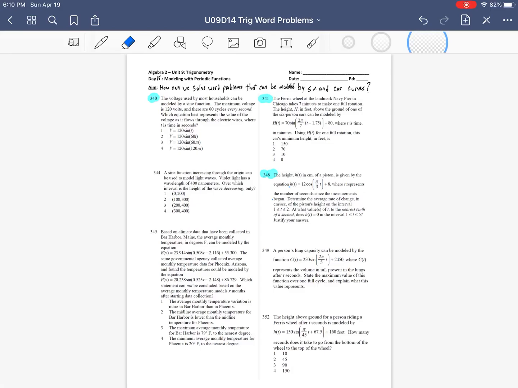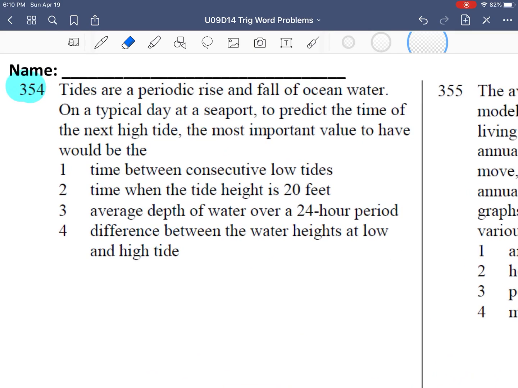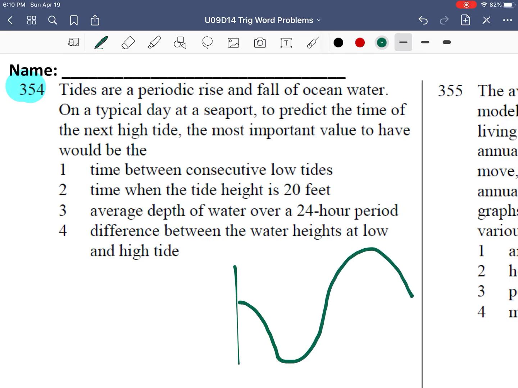All right, we're on to the first question of page 2, which is question 354. It says the tides are a periodic rise and fall of ocean water. So if you want to take a look at that, we have the height of the water. It will eventually reach a bottommost point and then come back up and reach a topmost point, or some sort of a periodic curve, so it'll constantly be doing something like this.